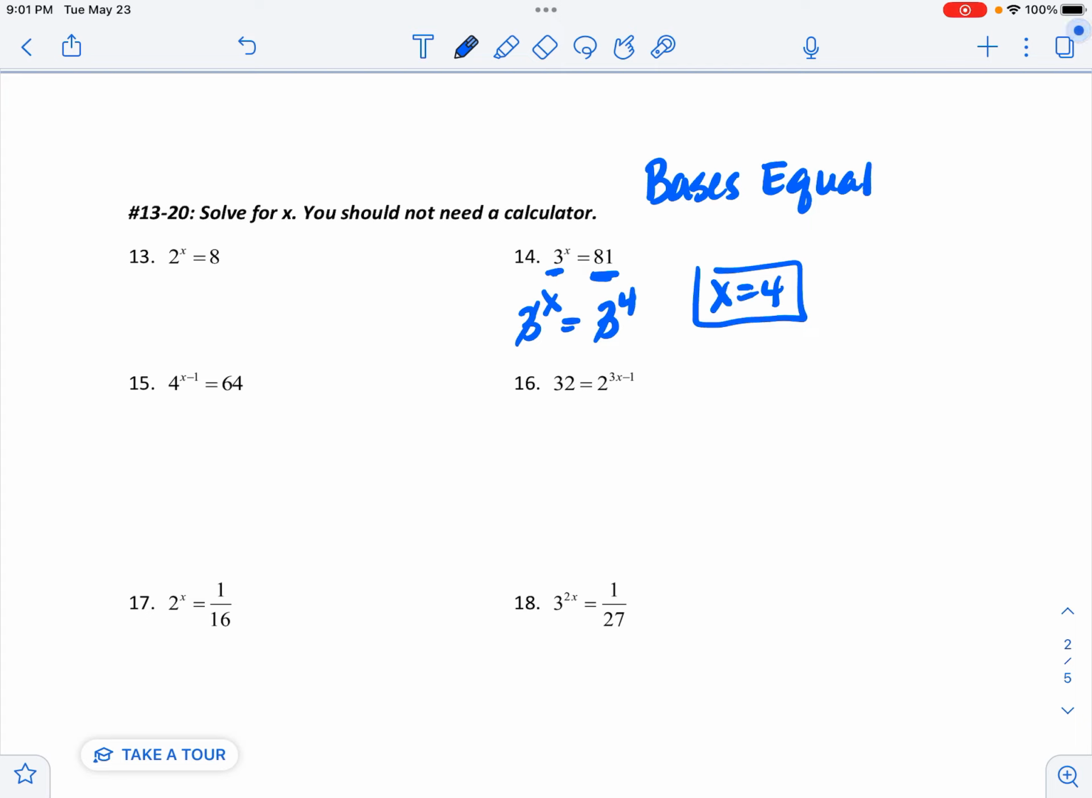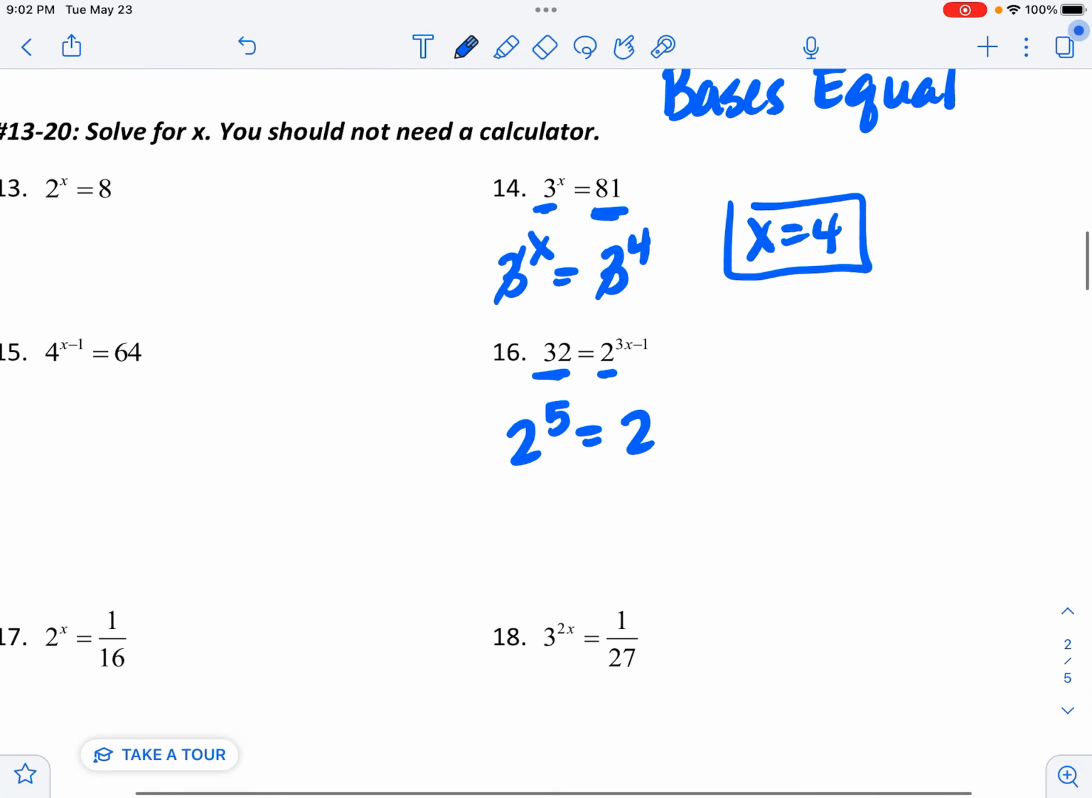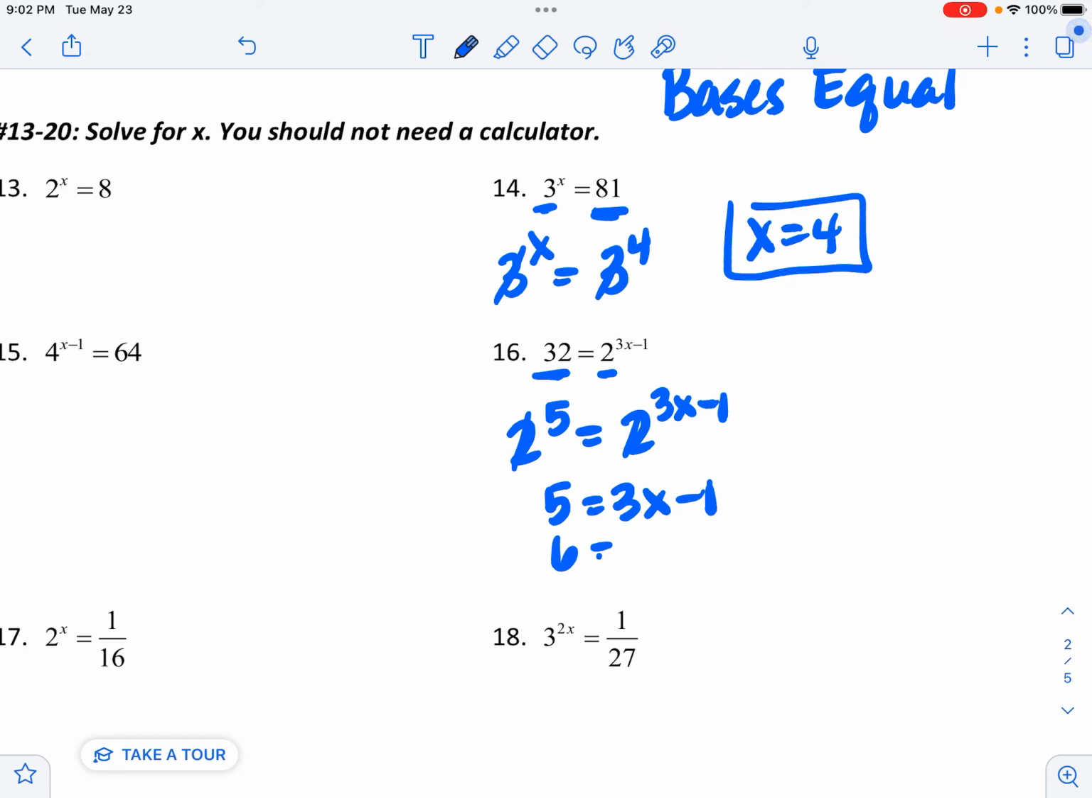Okay, same thing with number 16. Start with the bigger number. I want to rewrite it as 2 to some power. So I know 2 to the 5th is 32. It's going to equal 2 to the 3x minus 1. Again, once your bases are the same, I can cancel them out. So I have 5 equals 3x minus 1. To solve that equation, I can add 1 to both sides, giving me 6 equals 3x. And then I could divide by 3, giving me that x equals 2.